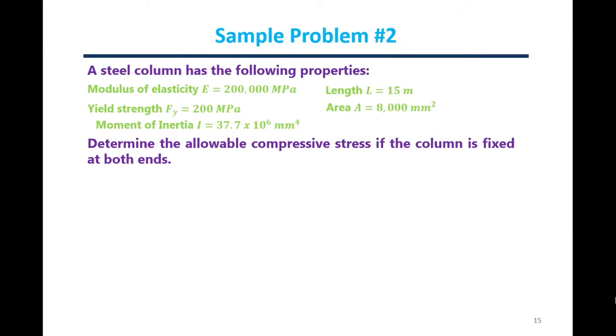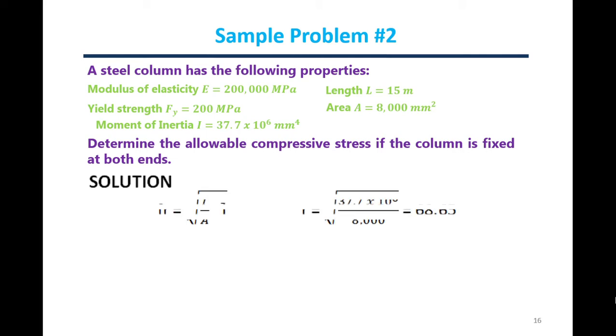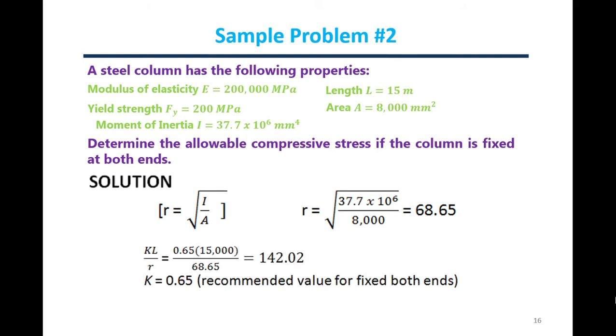So here we have the formula, we have the values for the modulus of elasticity, yield strength, moment of inertia, and then we have the length and the area. Naka in terms of meter ang ating length, so we have to convert to millimeter. We have to determine the allowable compressive stress if the column is fixed at both ends. Okay, we have to get the critical slenderness ratio. We can get the critical slenderness ratio as 140.496, and then for the range of r, substitute the value. So we have 68165. So makukuha natin KL over r, that's 142.02.